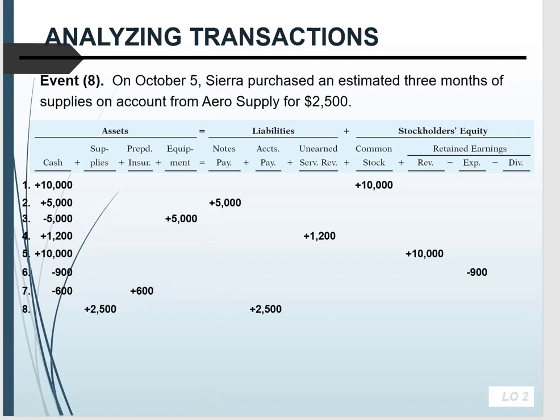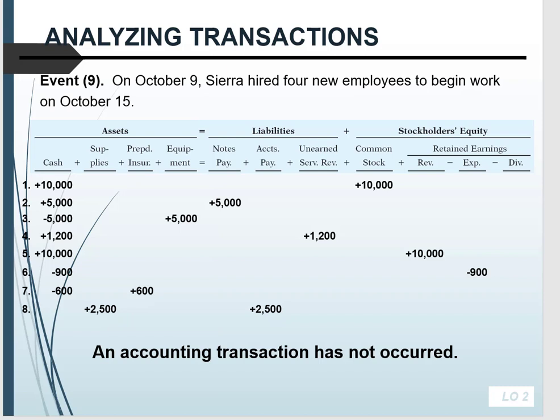We have 3 months of supplies on account, right? So how do we get that? We have supplies. We got $2,500 in supplies. How did we get them? We didn't pay cash. We borrowed for it. So again, look, plus, plus, 2,500 on each side. Both sides are still in balance.